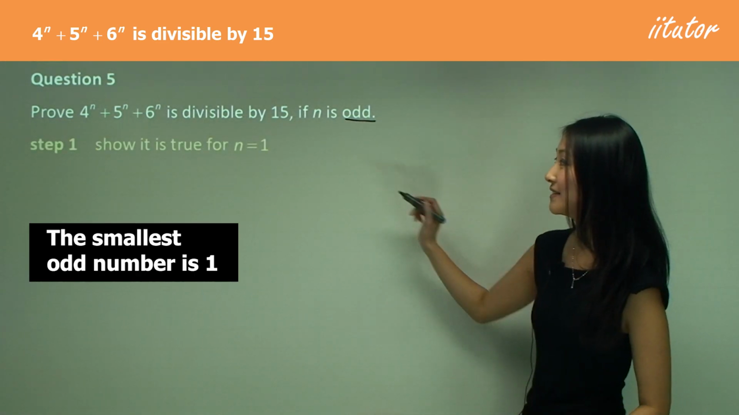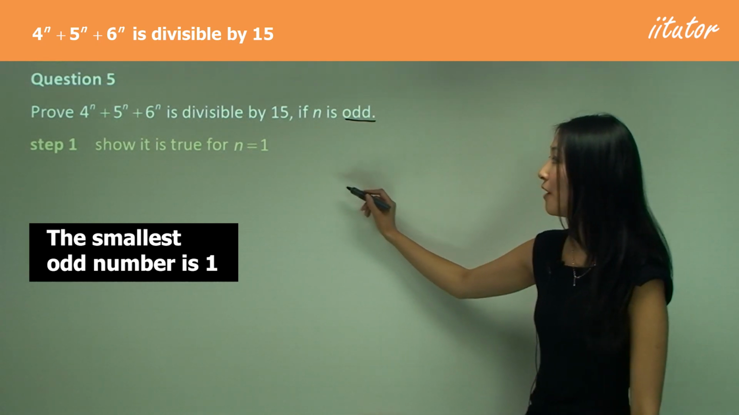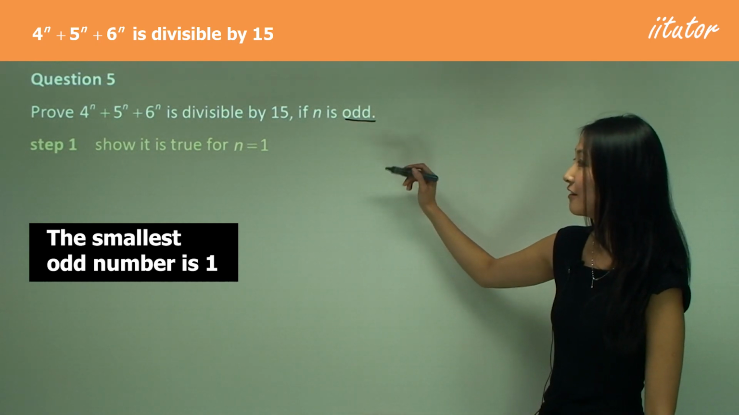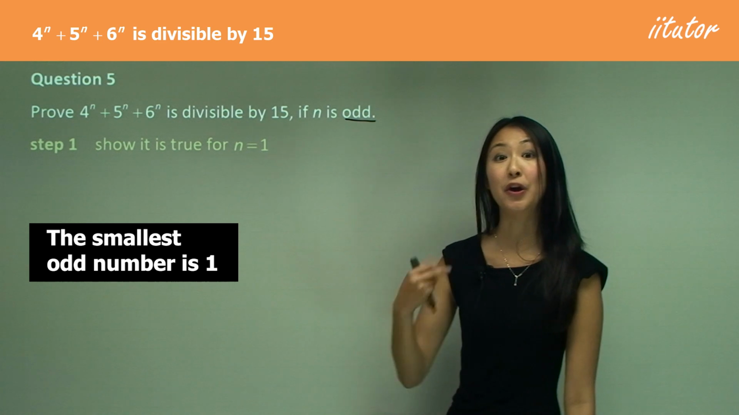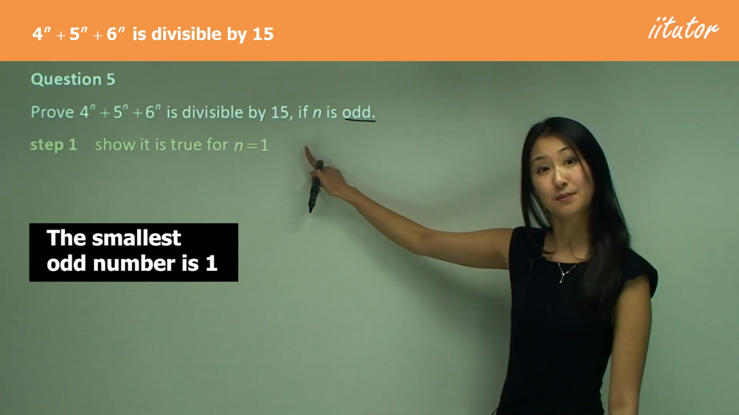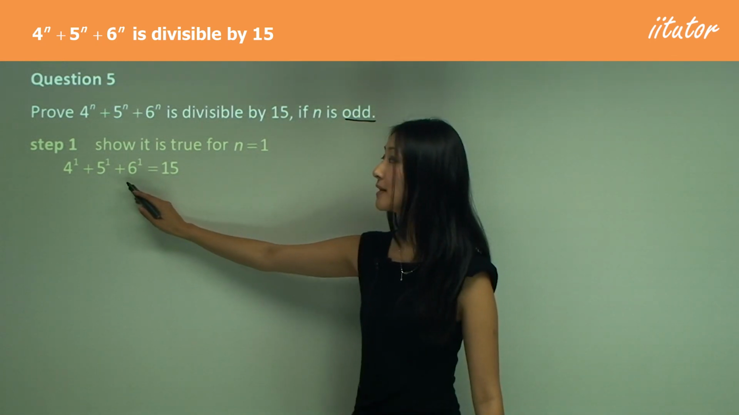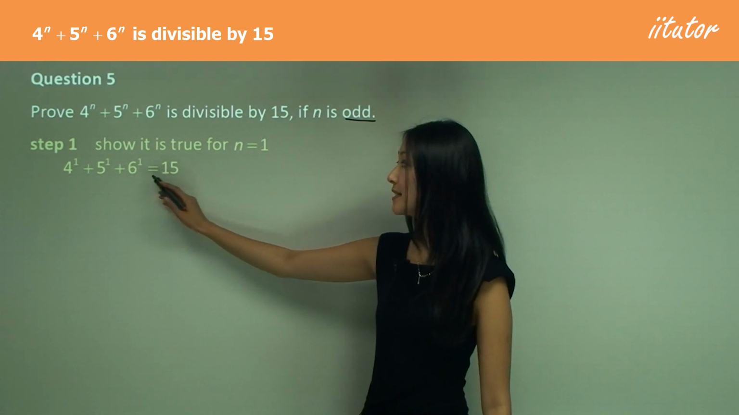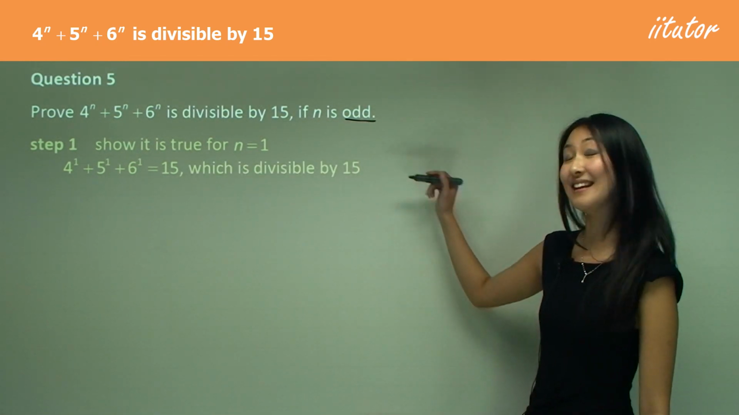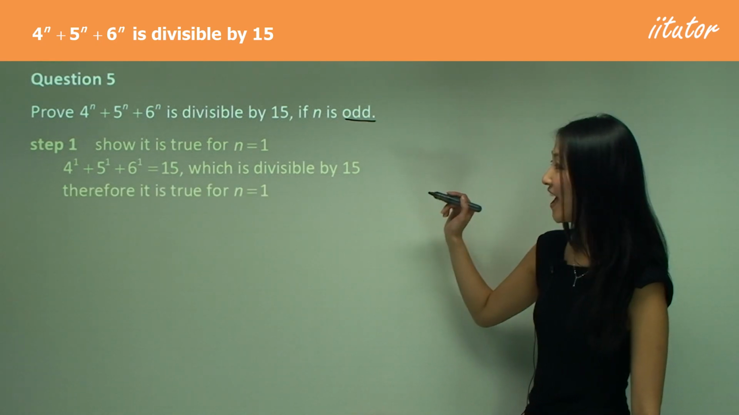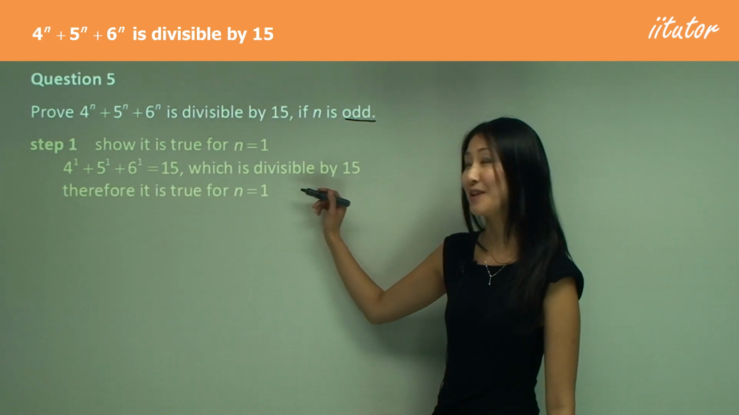So step 1 is to always show it's true for the first n value. N can't be 0 here because we want an odd number, and 1 is your smallest odd number. So substituting 1 in, we get 4 plus 5, which is 9, plus 6, which equals 15, which is indeed divisible by 15. Therefore, it is true for n equals to 1.